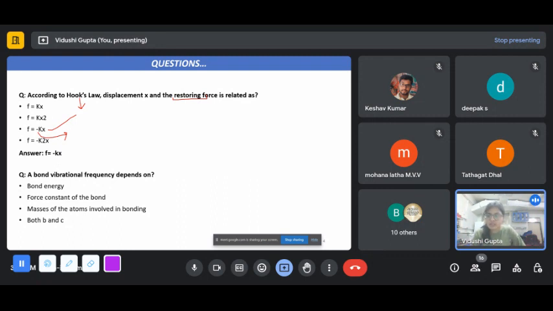A bond vibrational frequency depends on bond energy, force constant of the bond, masses of the atoms involved in bonding, or both B and C. Like bond vibrational frequency, nu: will it depend upon the bond energy, or the force constant, or the mass of the atoms that are involved in bonding? Can anyone tell me the answer?